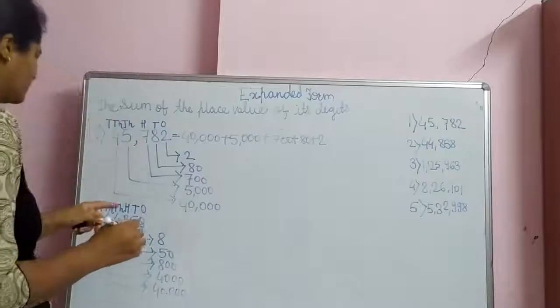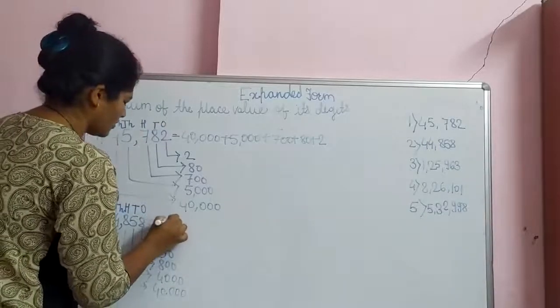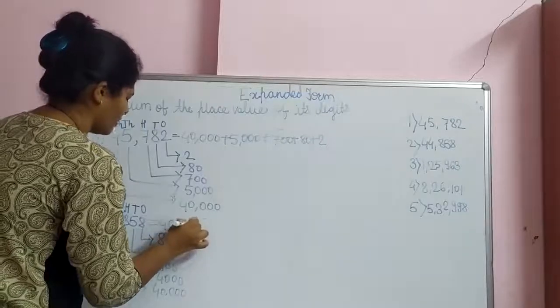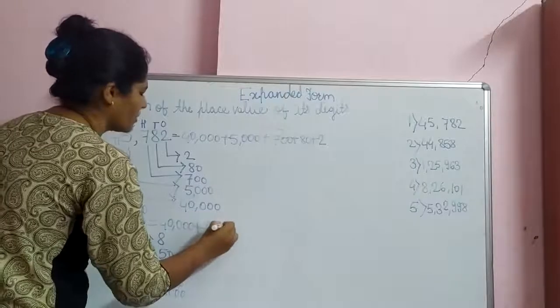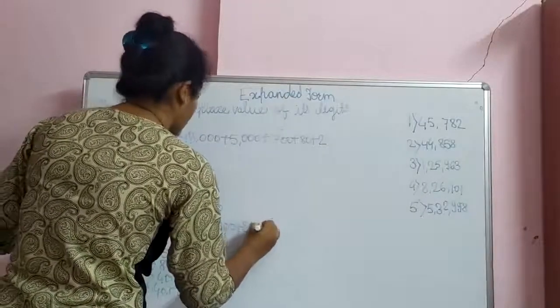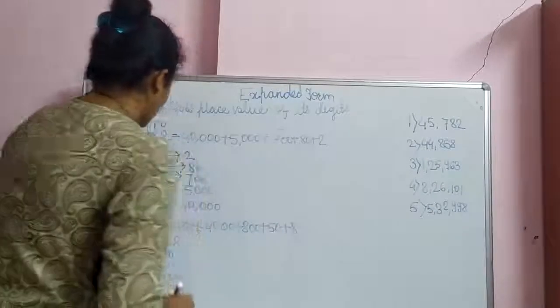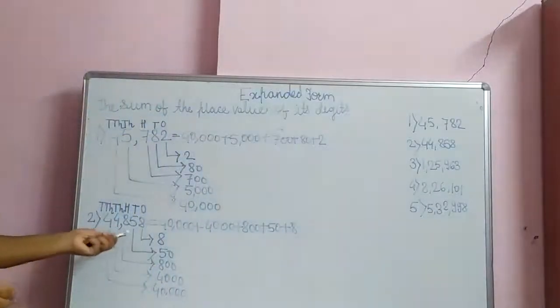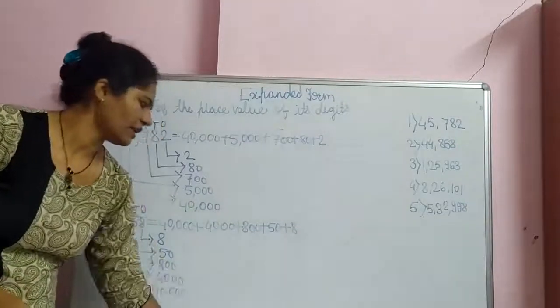Now we write the expanded form. We add this. What is it? First 40,000 plus 4,000 plus 800 plus 50 plus 8. So this is the expansion of this number. So now we see our next example.